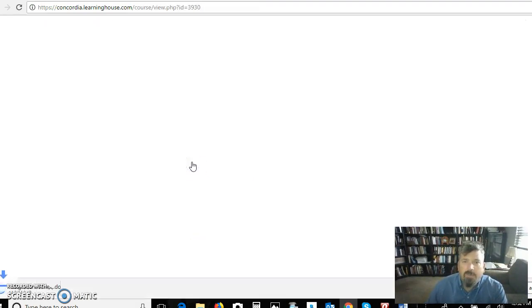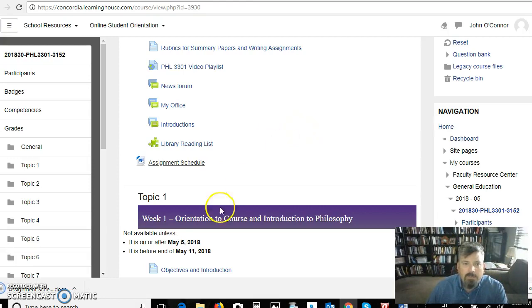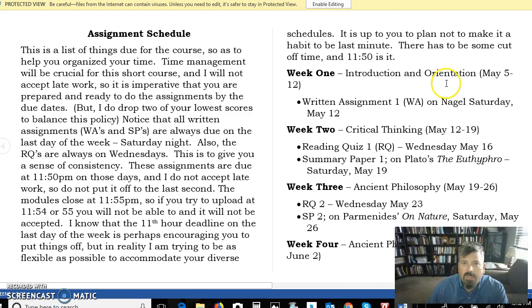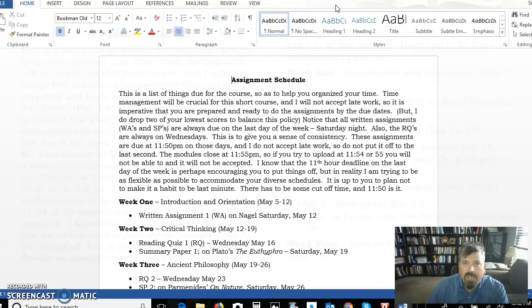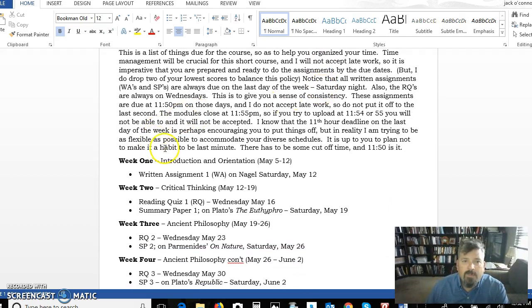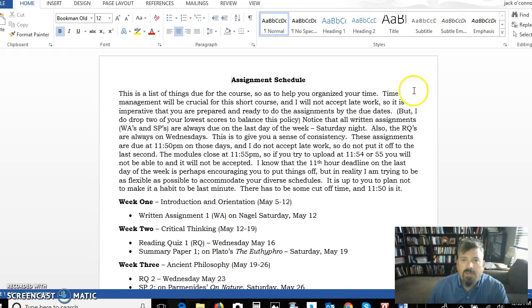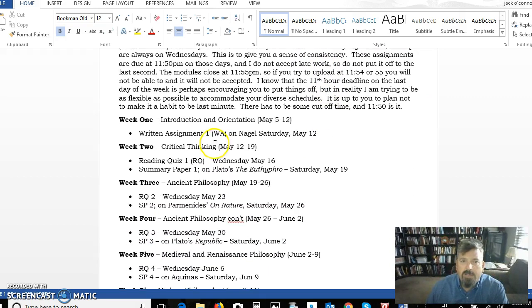Also, the assignment schedule. Let me walk you through this real quick. It's also embedded in that page. Just FYI, it's an 8-week course, right? Week 1 through 8. You can read this over, but I'll explain it. Generally, we're going to have a reading quiz and a summary paper each week. That's the lowdown. The reading quizzes, notice, will always be on Wednesdays, and the summary papers will always be on Saturdays.